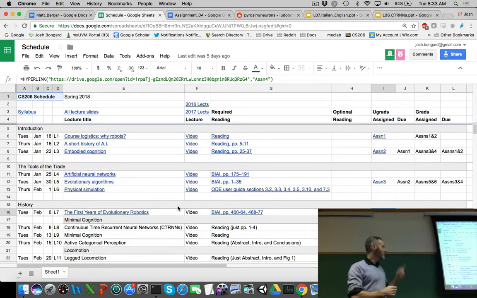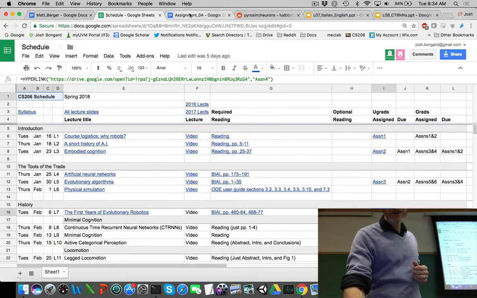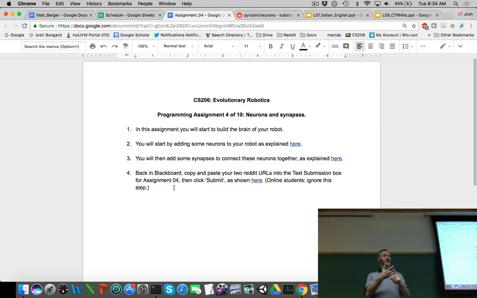Okay, so undergraduates, you're moving on to assignment 4 today, which is neurons and synapses. So you've now gone through objects, joints, sensors, so you now have a robot, hopefully that exists in your physics engine, but it is maximally dumb because it cannot react to what it senses. So it can see the world around it, but it can't do anything about it.